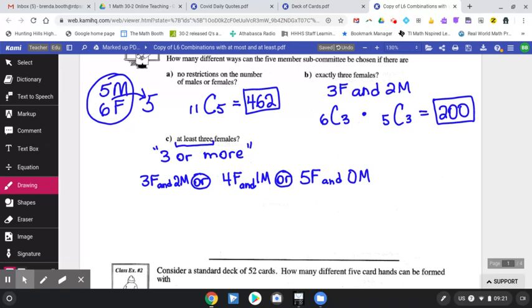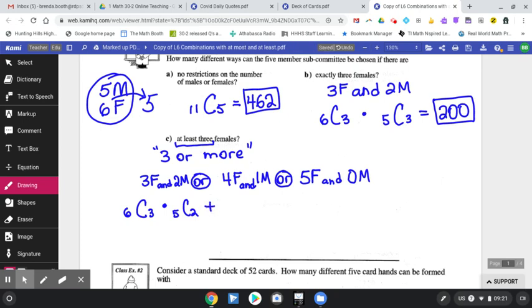And then for each one of these little subsets of people, we're going to need to have a combination. So let's look at 3 females. There are 6 females available, and we're going to choose 3. And means multiply. So let's look at getting these 2 males. 5 males available, and we want to choose 2. And then remember that or means add.